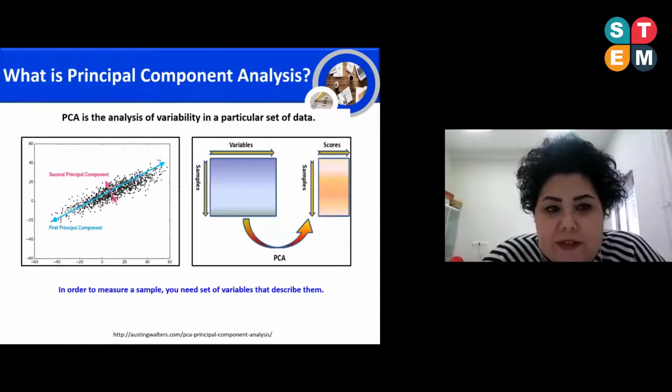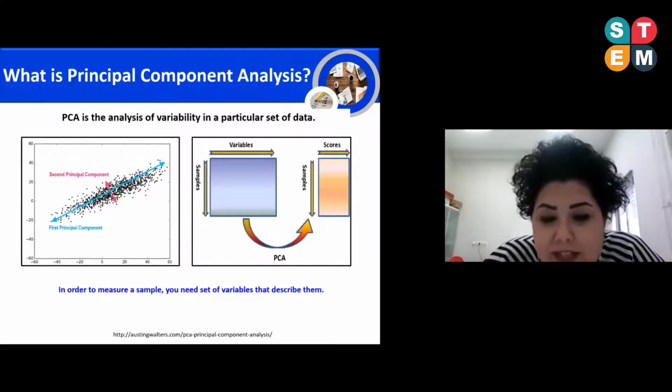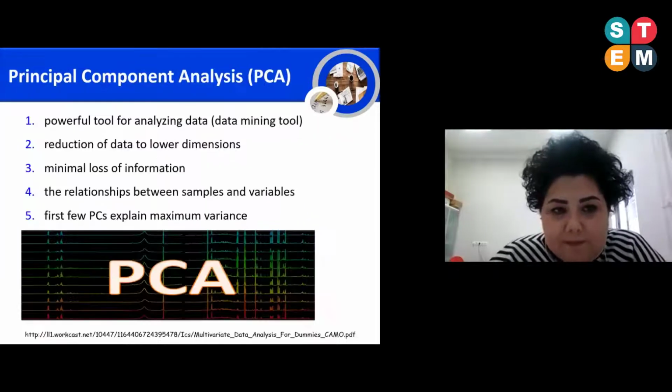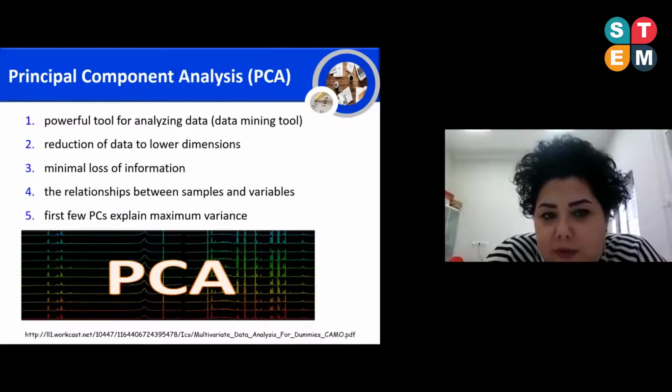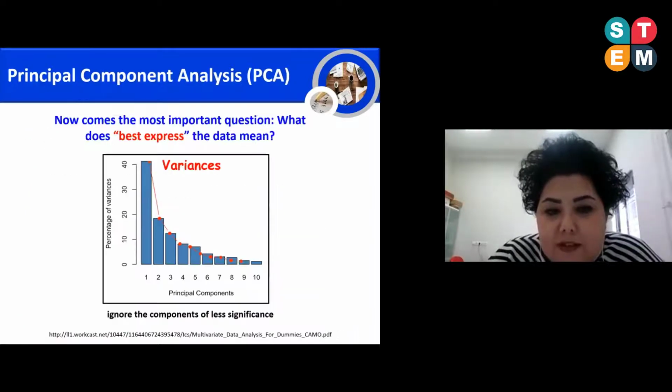Chemometrics also deals with principal component analysis, which is the analysis of variability in a particular set of data. For example, in order to measure a sample, you need a set of variables that describe it. So, principal component analysis is a very powerful tool for analyzing the data. It reduces the data to lower dimensions with minimal loss of information. The relationships between the samples and variables are discriminated, and the first few principal components explain maximum variance.